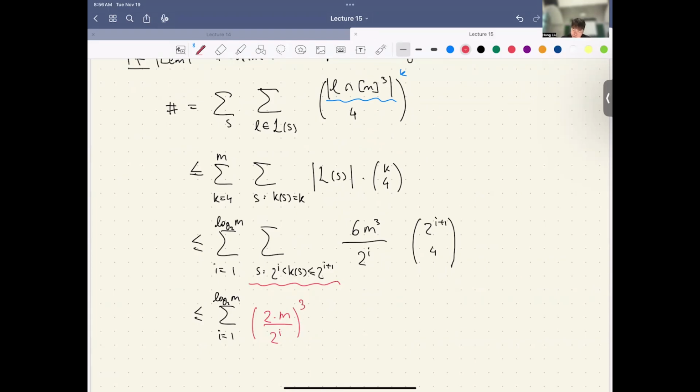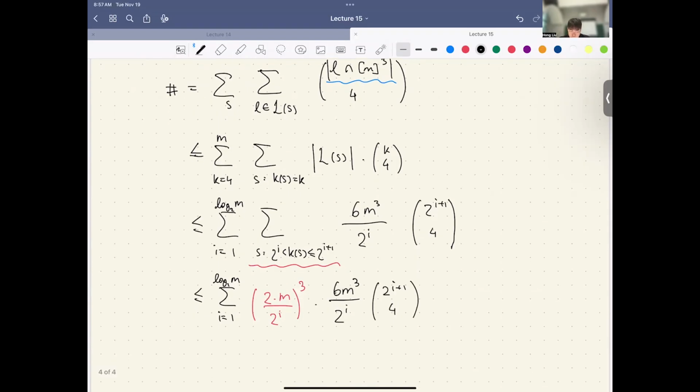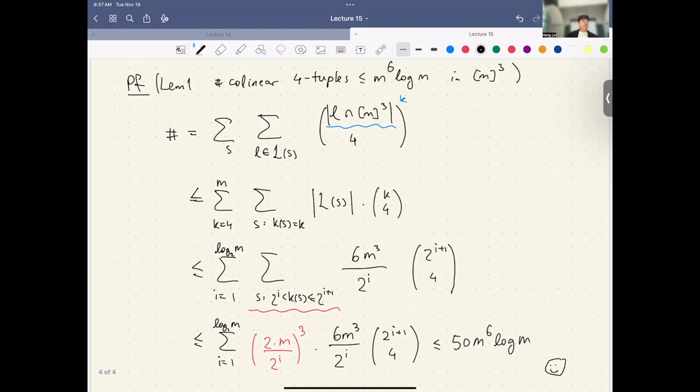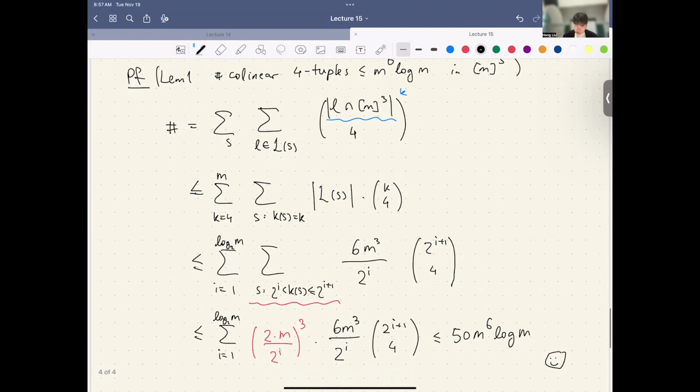This is this term, multiplied by the remaining term. Now, if you do this calculation, this will be at most 50 m cubed log m. This will finish the proof. Yeah, just some counting. This is how we control the number of collinear four tuples.